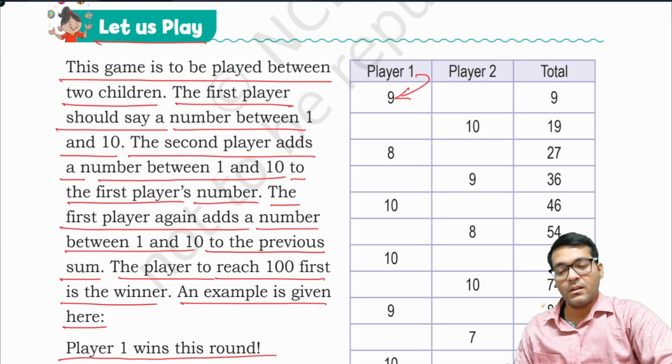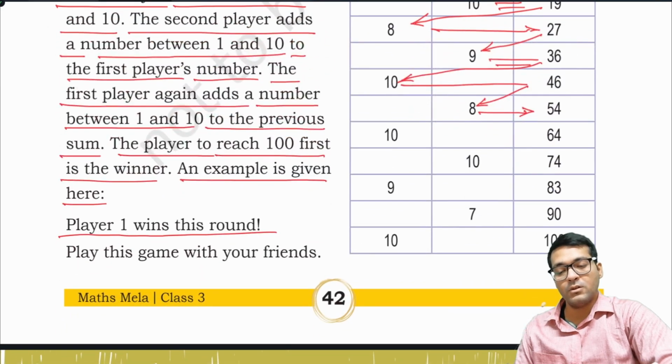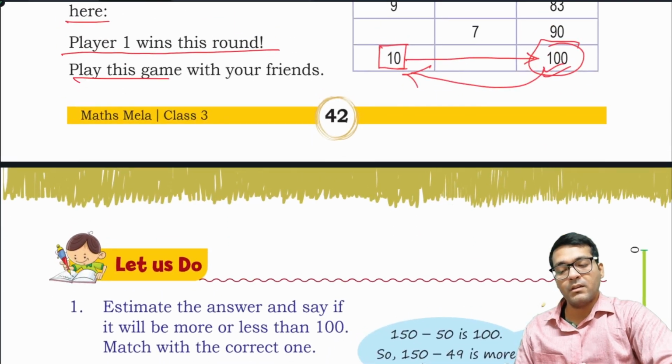Player 1 says 9, player 2 says 10, that is 9 added to 10 gives you 19. 19 added to 8 gives 27, 27 added to 9 gives 36, 36 plus 10, 46, 46 plus 8, 54. Similarly, the game goes on. At last, player 1 says 10 and the sum becomes 100. Okay, so player 1 is the winner of this round. Play this game with your friends.